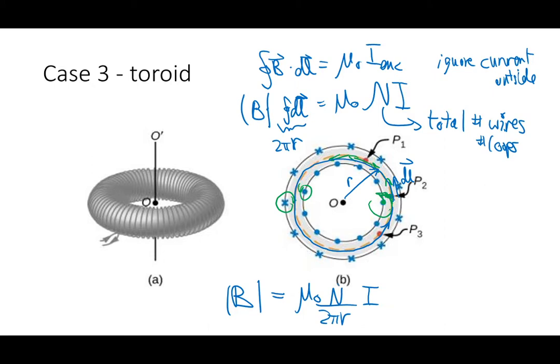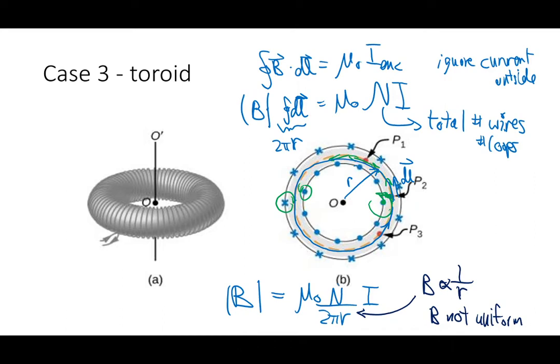If not next week, the week after when we do inductors. But one thing I like to point out is that in this case, your B does have an inverse dependence with R. So the B is not uniform within a toroid.